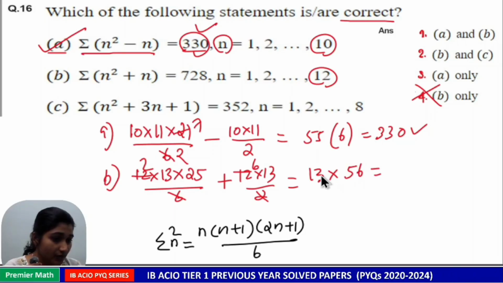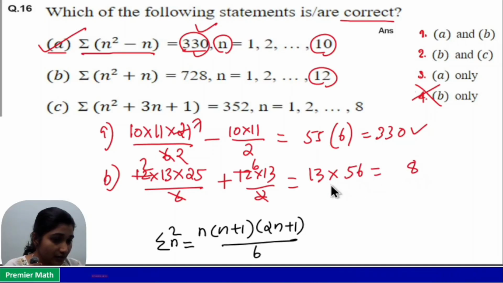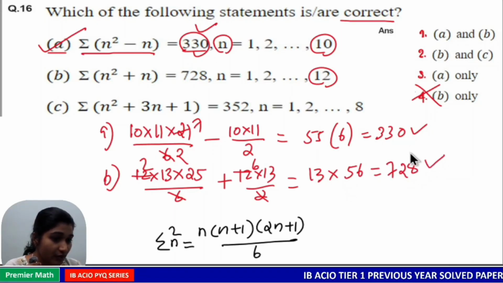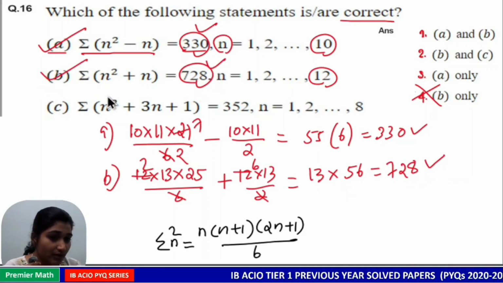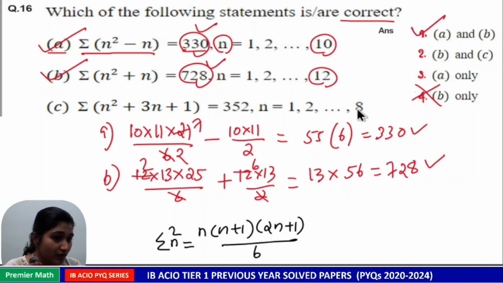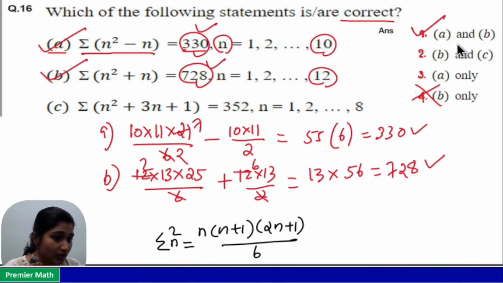Here 3 into 6, 18. 15 plus 6, 21. 21 plus 1, 22. 5 plus 2, 7. 728 is also right. So B is also correct, which means option 1 is your answer. No need to check the third option, because in the options there is no option with 3. So A and B are right.